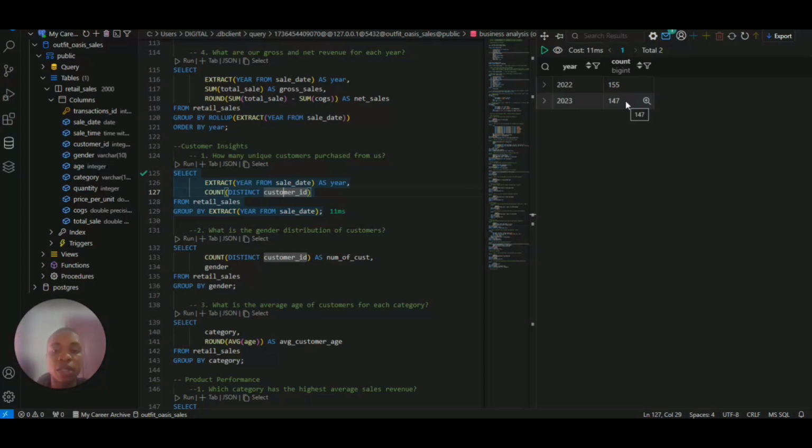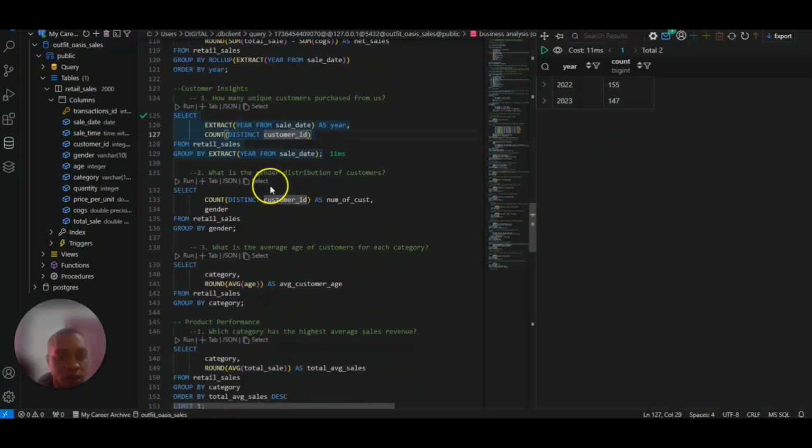And this could be either because of customer service, or maybe they are looking for something we don't have in the store. So maybe we can dig into this to find out why people are leaving instead of getting more people. The next question is, what is the gender distribution of customers?